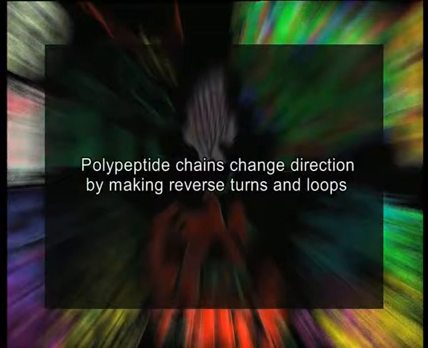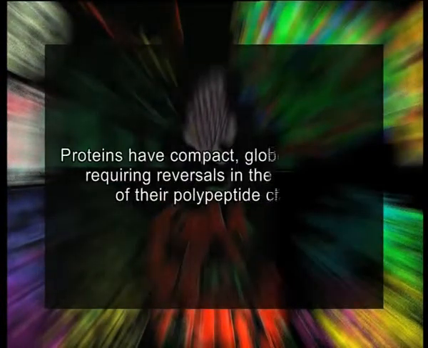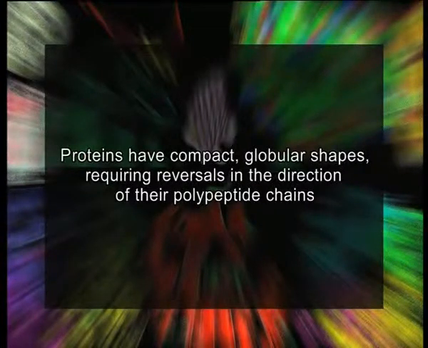Polypeptide chains can change direction by making reverse turns and loops. Most proteins have a compact globular shape requiring reversal in the direction of their polypeptide chains. Many of these reversals are accomplished by a common structural element called the reverse turn, also known as the beta turn or hairpin bend.